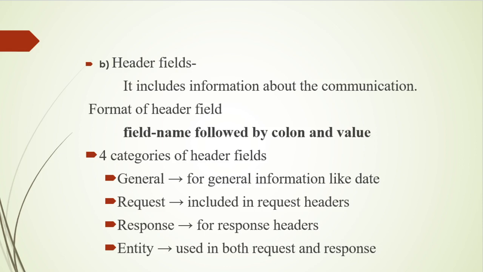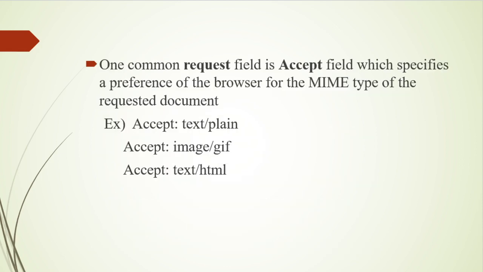This header field defines meta information about the entity body, or if no body is present, about the resource identified by the request. One common request field is the accept field. It specifies a preference of the browser for the main type of the requested document. Multiple accept fields are used for accepting multiple document formats, for example accept: text/plain, accept: image/gif, and accept: text/html.